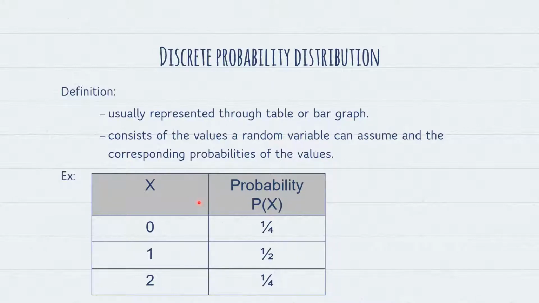Again, it consists of the values of a random variable. So here, we have x: 0, 1, and 2, and the corresponding probabilities of the values. So the probability of 0 is 1/4, the probability of 1 is 1/2, and the probability of 2 is 1/4. So that is what a discrete probability distribution looks like.